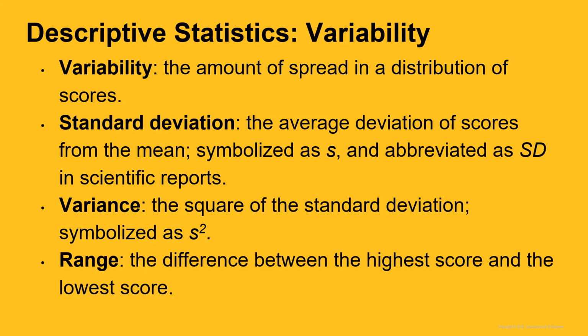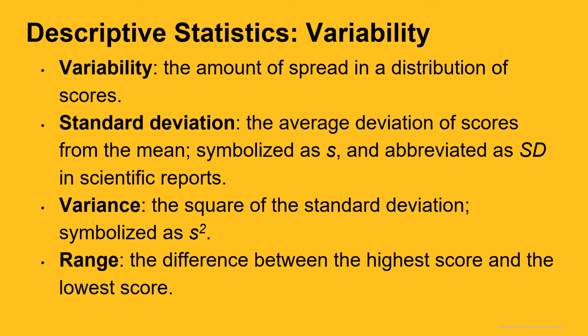So as you can see, there is a mathematical relationship between the standard deviation and the variance. The variance is actually the squared value of the standard deviation, and the standard deviation can be calculated by taking the square root of the variance.